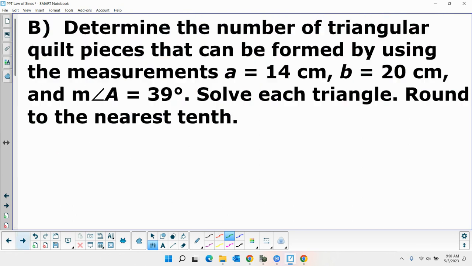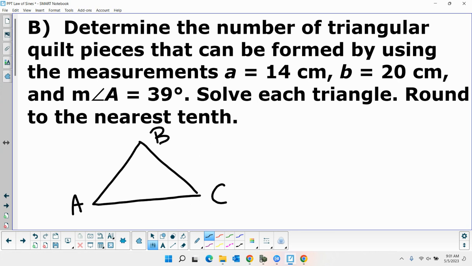All right. So, again, we'll draw a picture. It doesn't have to match, just so it's a triangle. All right, angle A was 39, and side A is 14. That's straight across, right? Side B is 20. So, same picture as we had. We have two sides and one angle. So, this could have 0, 1, or 2 triangles.